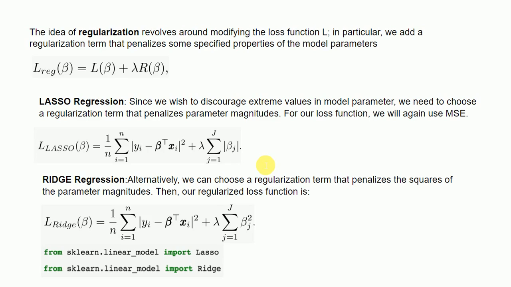And coming to ridge regression, alternatively we can choose a regularization term that penalizes the squares of the parameter magnitudes. Then our regularization loss function will look like this. In Python, we will be importing sklearn linear models, which consist of lasso and ridge functionalities. So with the help of these two inbuilt functions, we will be performing regularization.